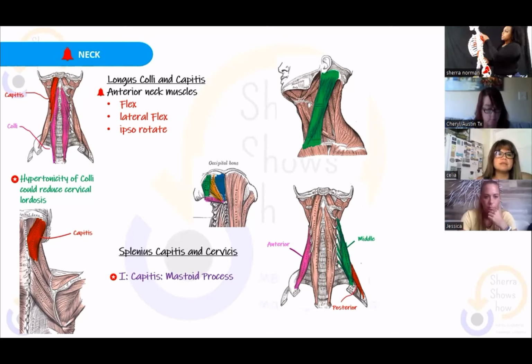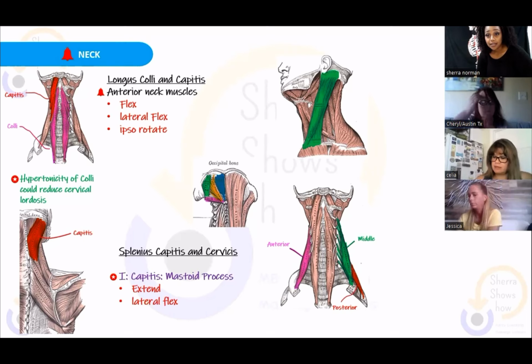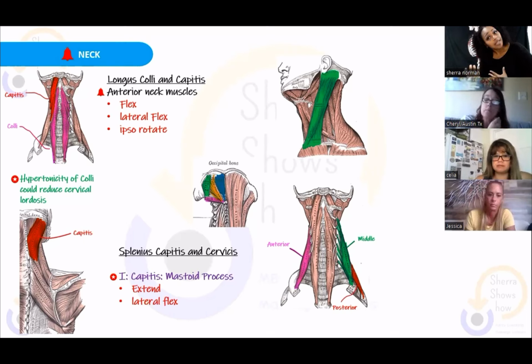So it runs from the spinous processes up to the mastoid process. Capitis. Cervicis runs from the spinous processes to the transverse processes. But most important, make sure you know that capitis goes to the mastoid process, okay? It's on the back, so it's going to extend. There's one on each side, so it's going to laterally flex.